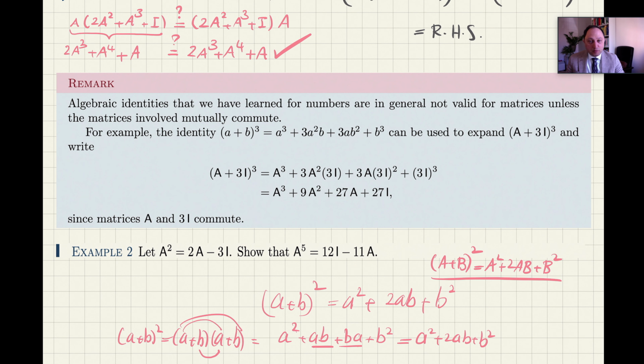But the strategy becomes exactly the same. Now, do you think this identity is correct? You see that I am using the same identity for a and 3i, and I am writing the first one cubed, plus 3 times the first one squared times the second one, plus 3 times the first one times the second one squared, and finally the second one cubed. Do you think that this is valid?